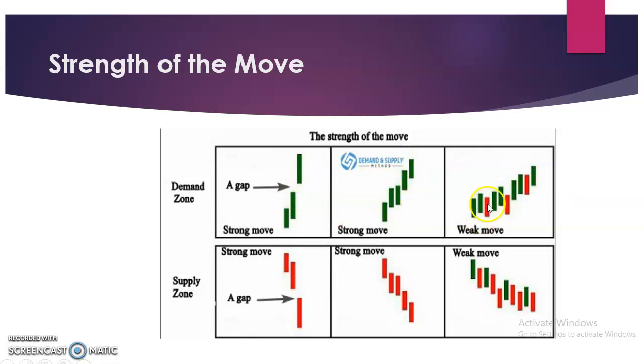But look at an example of a weak move. You just have a couple of bullish candles sprinkled with some bearish candles, followed again by some bullish candles, on and on like that. It's simply telling you that there is not much strength behind this particular move. So we classify this as a weak move. We don't stick around this kind of move.